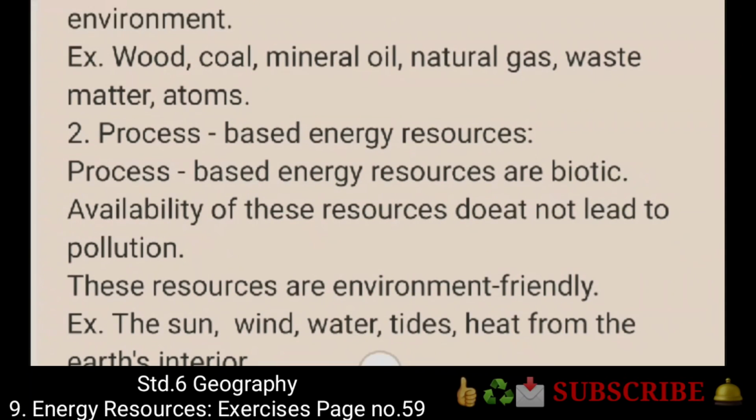Students, here we have completed the questions and answers of this chapter, that is energy resources.